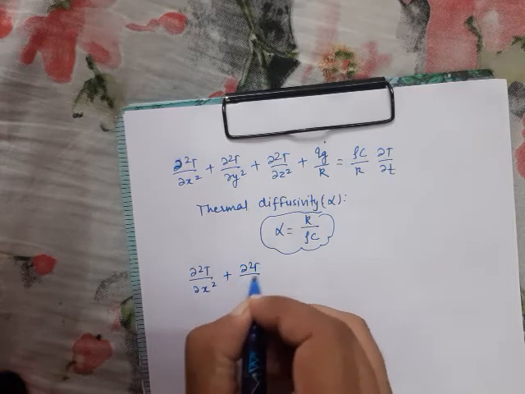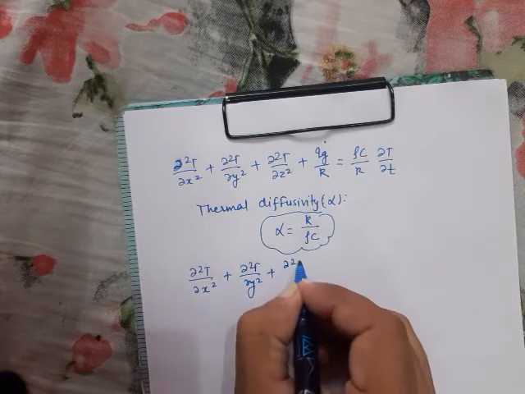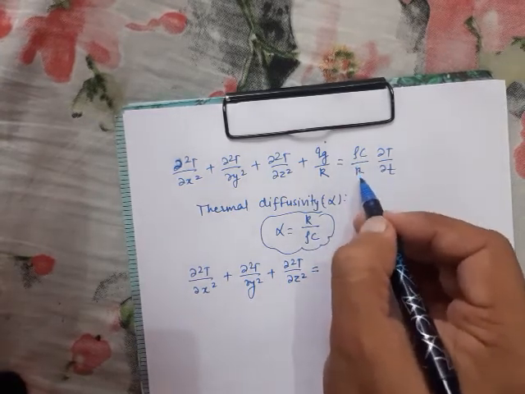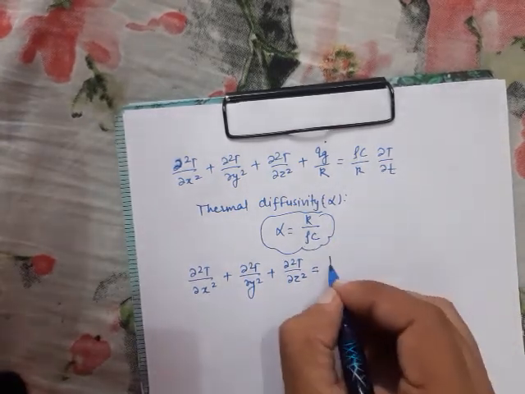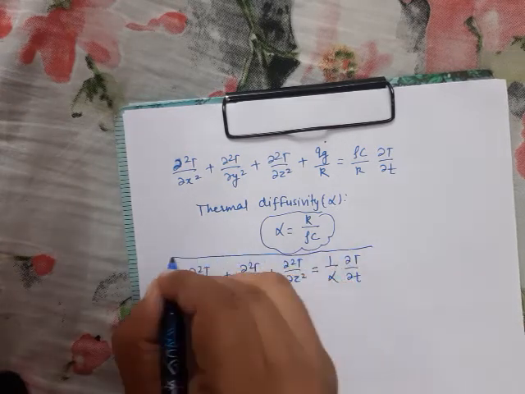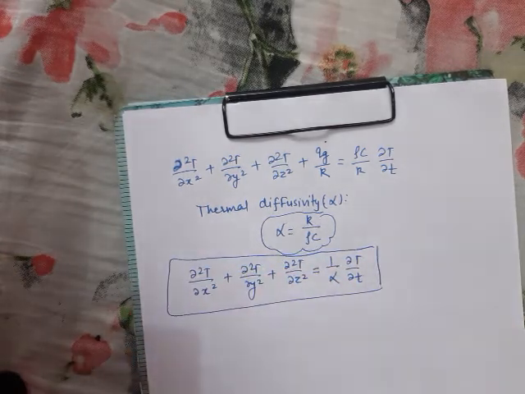del square T upon del y square plus del square T upon del z square is equal to rho c upon k. Rho c upon k is the reciprocal of the thermal diffusivity, so it becomes 1 by alpha del T upon del t. This is the simple form of the generalized heat conduction equation.